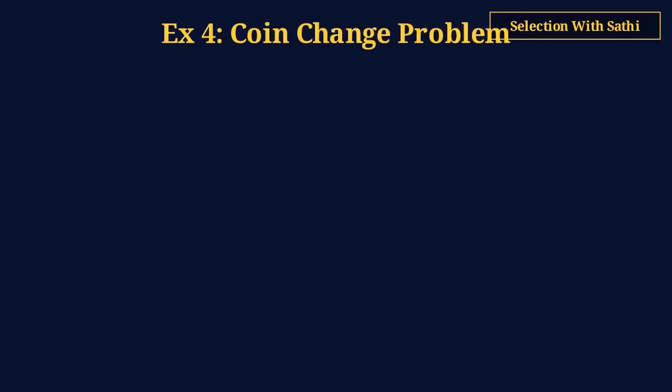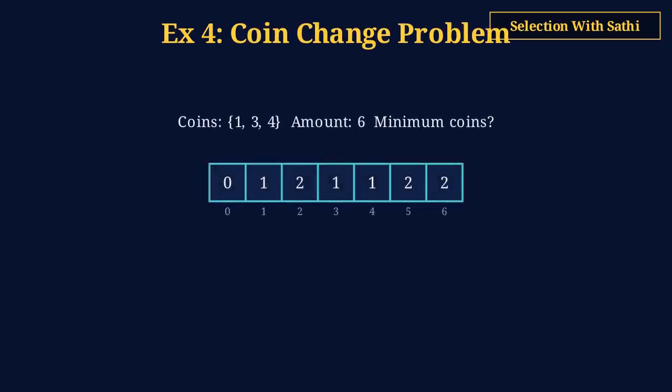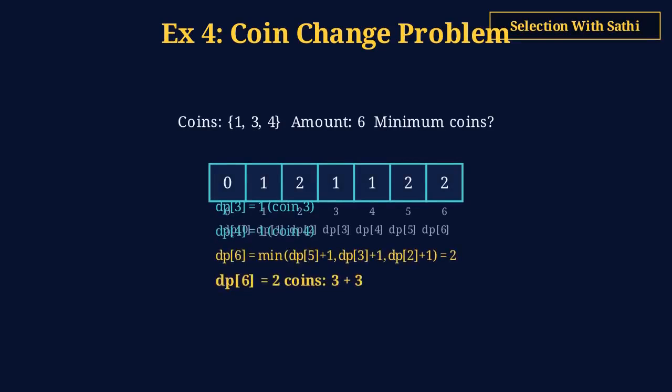Coin change problem. Coins are 1, 3, and 4. Make amount 6 with minimum coins. State dp[i] is the minimum number of coins to make amount i. Base case, dp[0] equals 0. All others start at infinity.